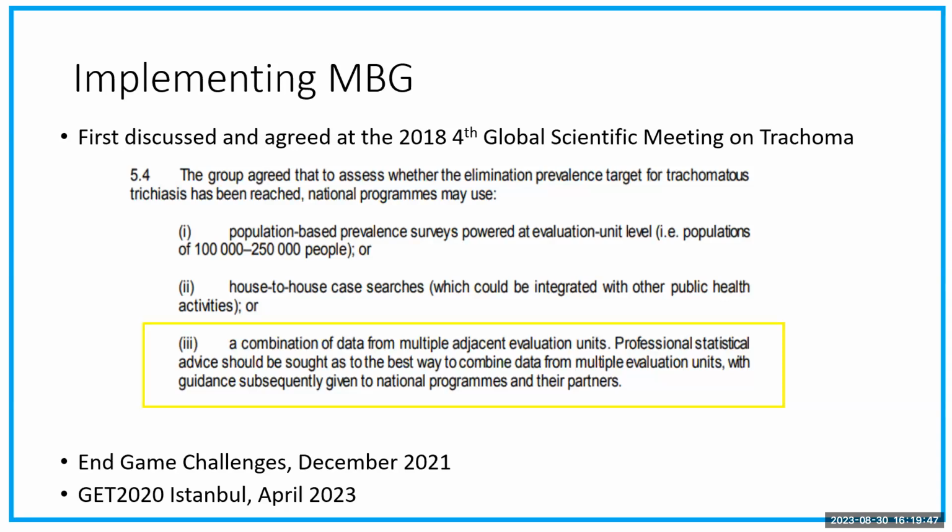So the idea to use MBGs in trachoma control has been in the works for some time. It was first formally discussed in 2018 at the 4th Global Scientific Meeting, with the outcome being that MBG analysis was deemed an acceptable way to demonstrate TT elimination had been achieved. It was also discussed at the Endgame Challenges meeting in December 2021 and at GET 2020 in Istanbul in April. So we know that MBG has WHO approval, but that doesn't mean that it will be used for all future trachoma surveys, and we'll look at the criteria needed to run MBG in the next slide.